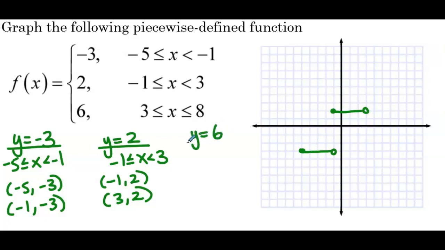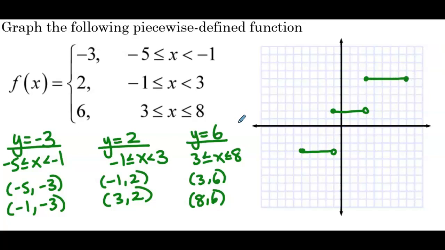And then we have y equals 6. On the restricted domain, 3 is less than or equal to x, which is less than or equal to 8. So the 2 points there would be 3, 6 and 8, 6. So at 3, 6, we have a closed point. At 8, 6, same thing. Connect them with a horizontal line. And there we have our first step function.